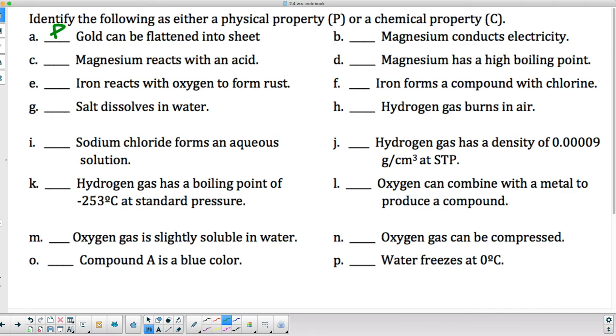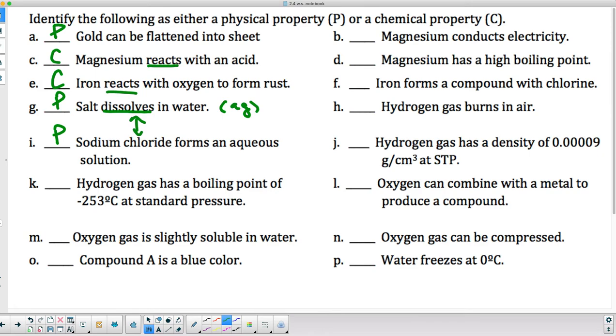Magnesium reacts with an acid. Reacts is a very strong word that means chemical. Iron reacts with oxygen. It's a very strong word that means chemical. Dissolves in water. This is our aqueous, okay? When something's aqueous, it dissolves in water, and that's physical, like I said previously. Sodium chloride forms an aqueous solution. Again, the exact same thing. These two are the same, okay? Hydrogen gas has a boiling point, melting point. Those are all physical changes, okay?